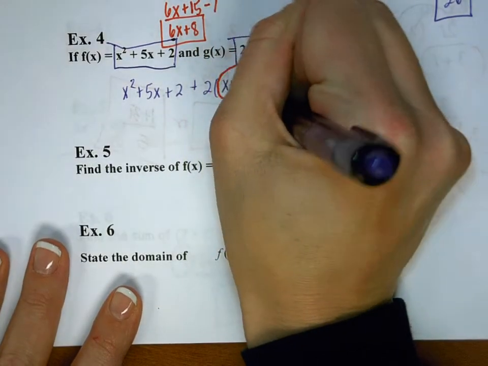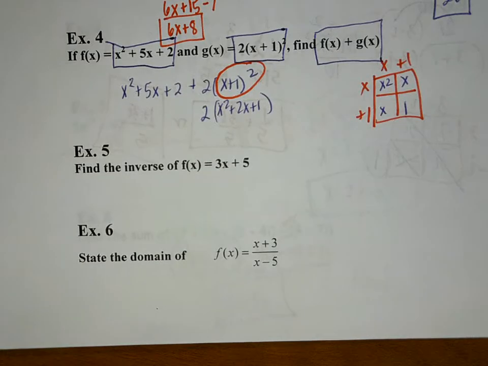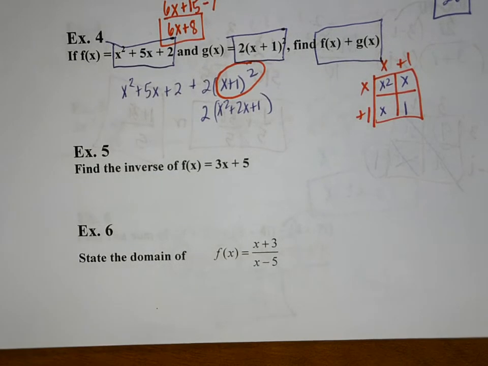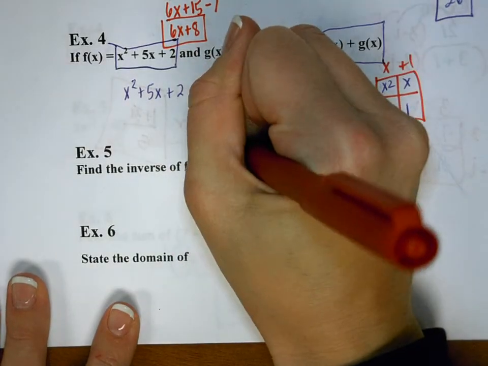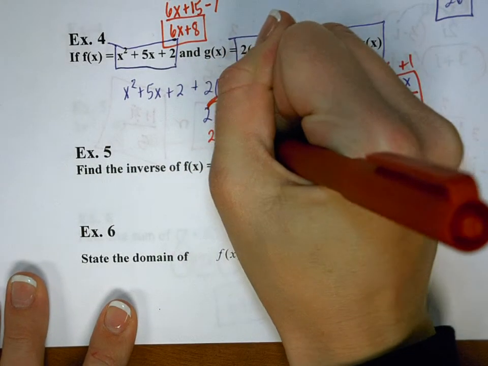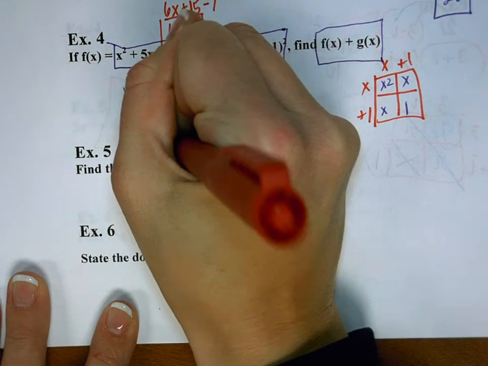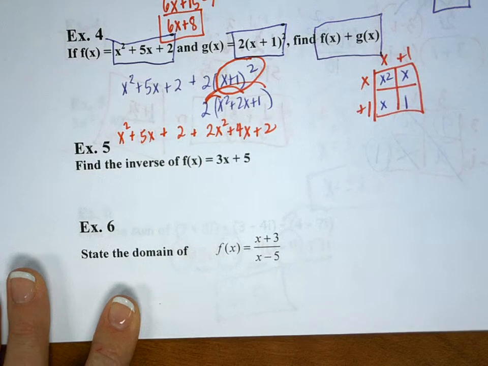Perfect. Okay, and I still have that 2 in front there, right? Once you get rid of your exponent, then you can distribute that 2 through. So we'll multiply 2 through there, and we get 2x squared plus 4x plus 2. And then I'm just rewriting that first part, the x squared plus 5x plus 2.